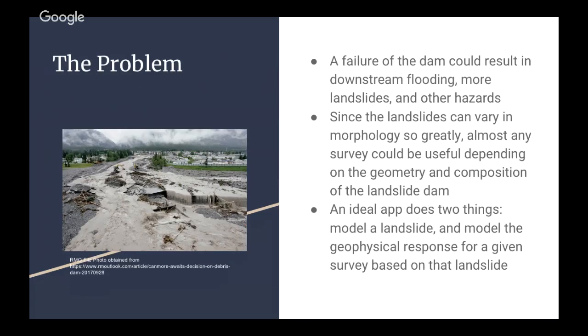So again, just reiterating the problem, in the event that a landslide dam does fail, which they typically do within sort of a year or so, you can end up with fairly large disasters on your hands. Ideally, our app is fairly large and probably would be fairly complex to make, but essentially we'll do two things. The first is to model the landslide. So you would say the type of flow you want to model, whether it's a rock topple or a debris avalanche or a debris flow, anything like that, as well as how far it goes, the size of the channel that it's blocking, etc.